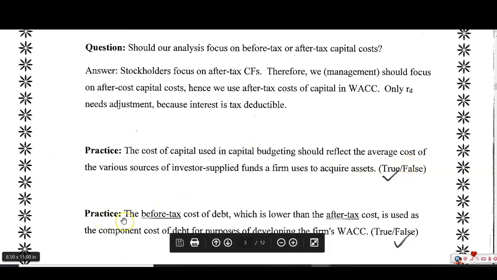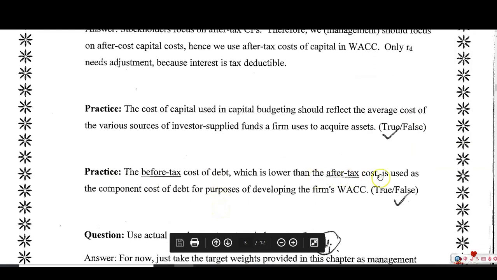Another practice: the before-tax cost of debt, which is lower than the after-tax cost of debt, is used as the component cost of debt for purposes of developing the firm's WACC. This is false, because we actually use the after-tax cost of debt when calculating WACC. We do have the tax adjustment for debt.